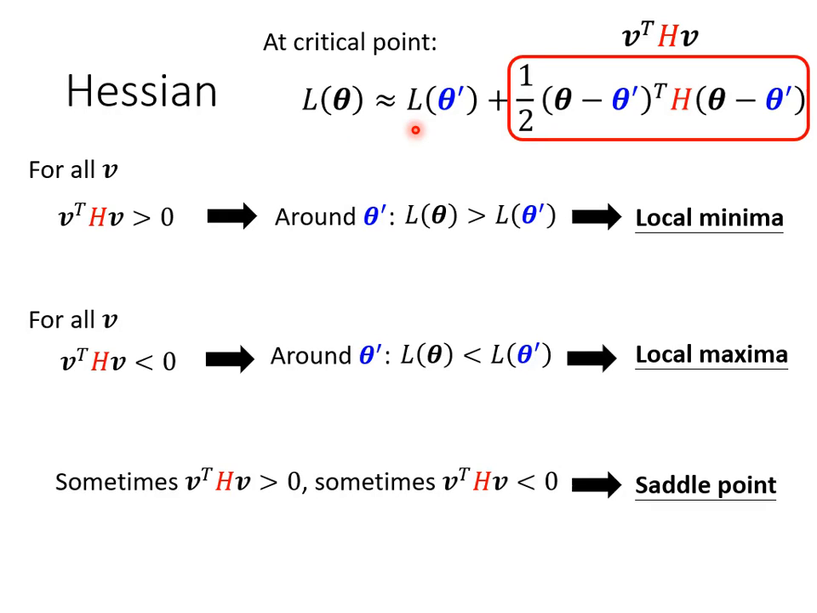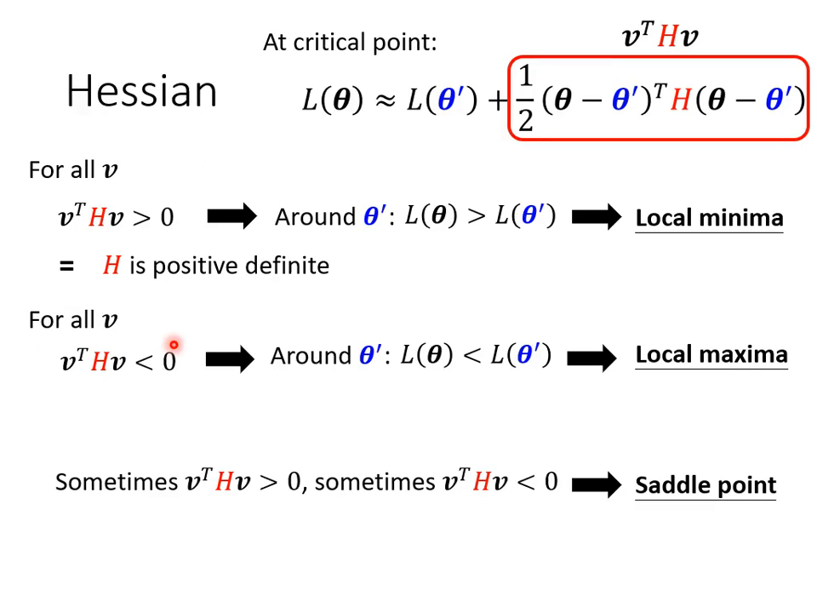But there is still a problem. With the red term, we can now know whether it is a local minimum, a saddle point, or a local maximum. But in this case, we have to substitute all the possible values for V and check whether the value of V transpose multiplied by H and V is greater than 0 or less than 0. How can we check the results of all possible V? So there is an easier way to check which condition will happen. We will tell you the conclusion directly.